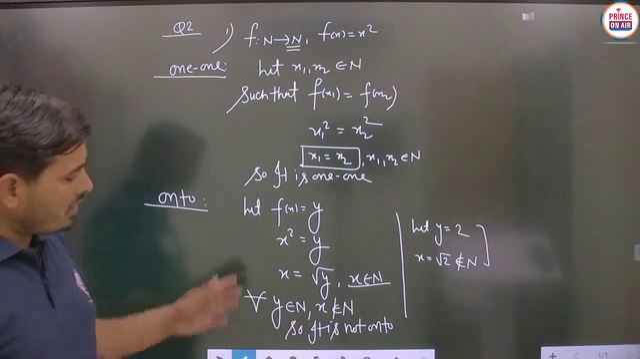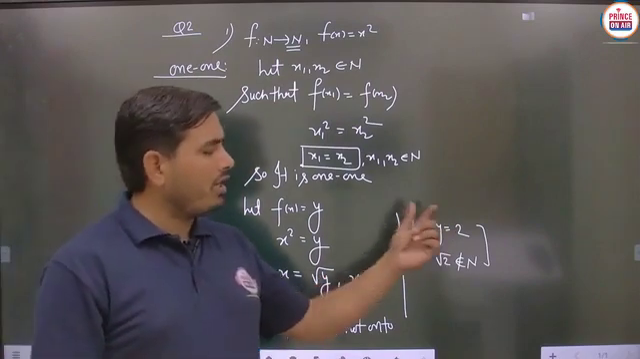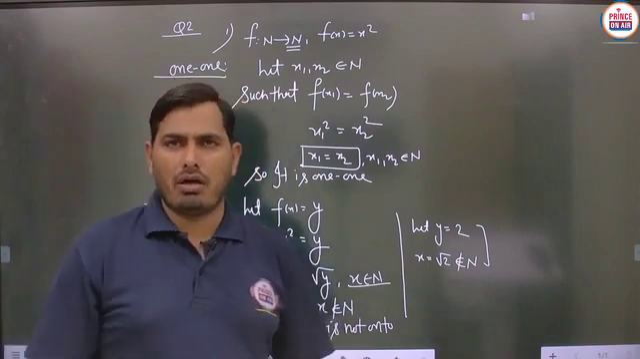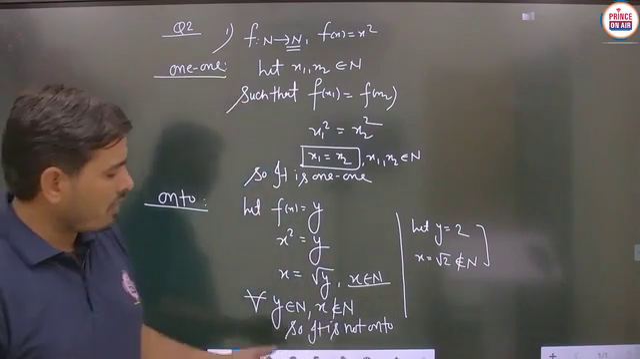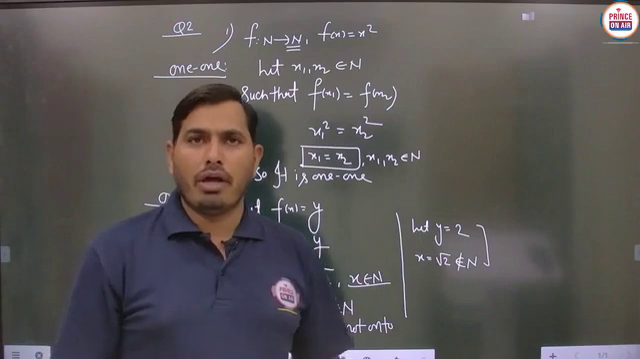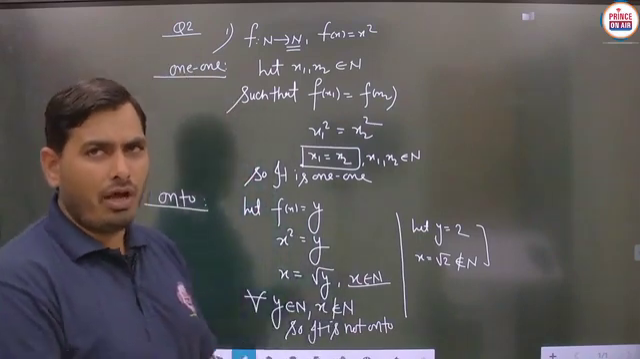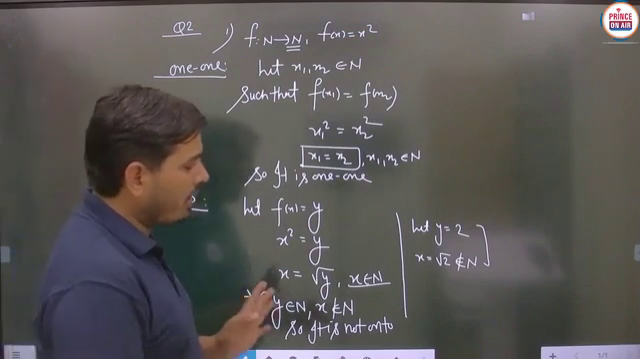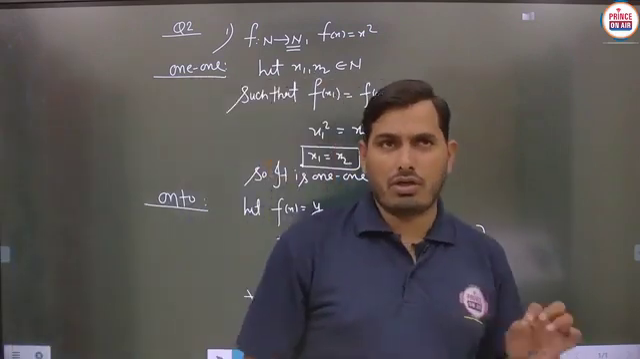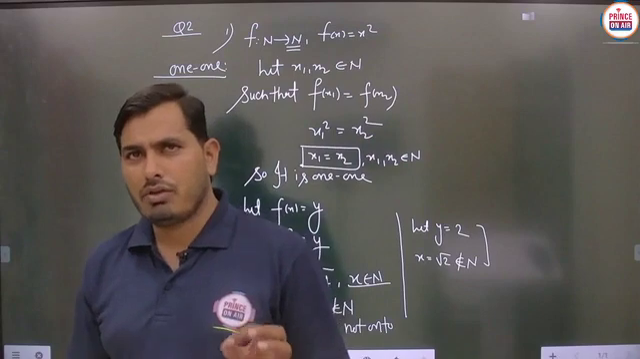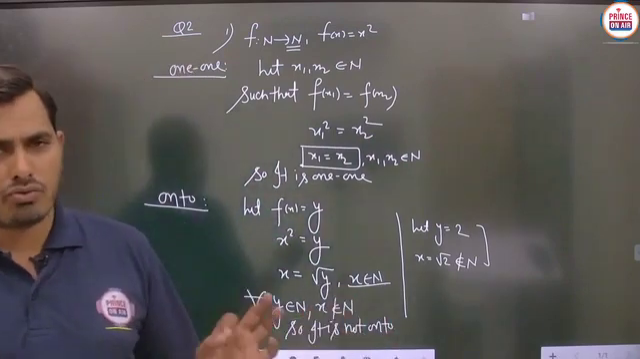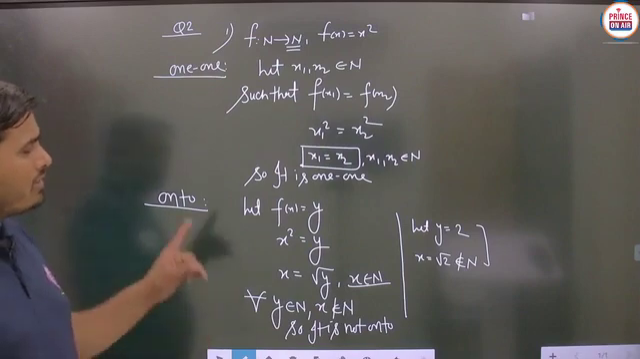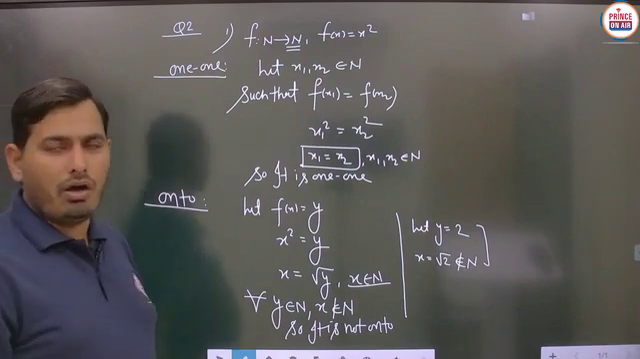Then definitely you can say that this particular element 2 lies in the codomain, but this 2 does not have a pre-image in the domain. That's why the function is not onto, and not onto means this function is an into function. Is it to be clear? So the very first part, in which we check whether the function given as N to N, natural numbers to natural numbers, with f of x equals x square, is 1-1 or not: it is 1-1, but it is not onto.